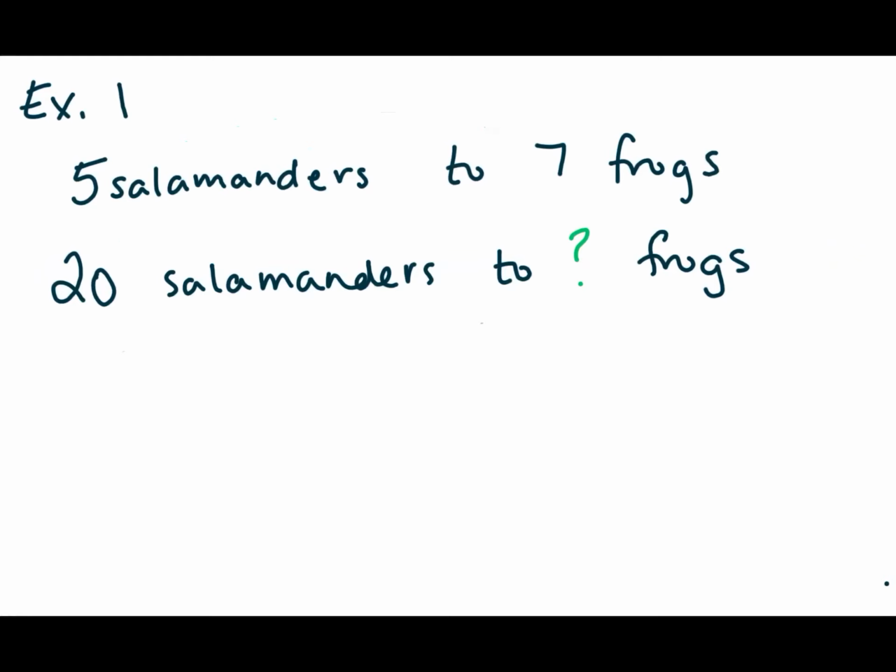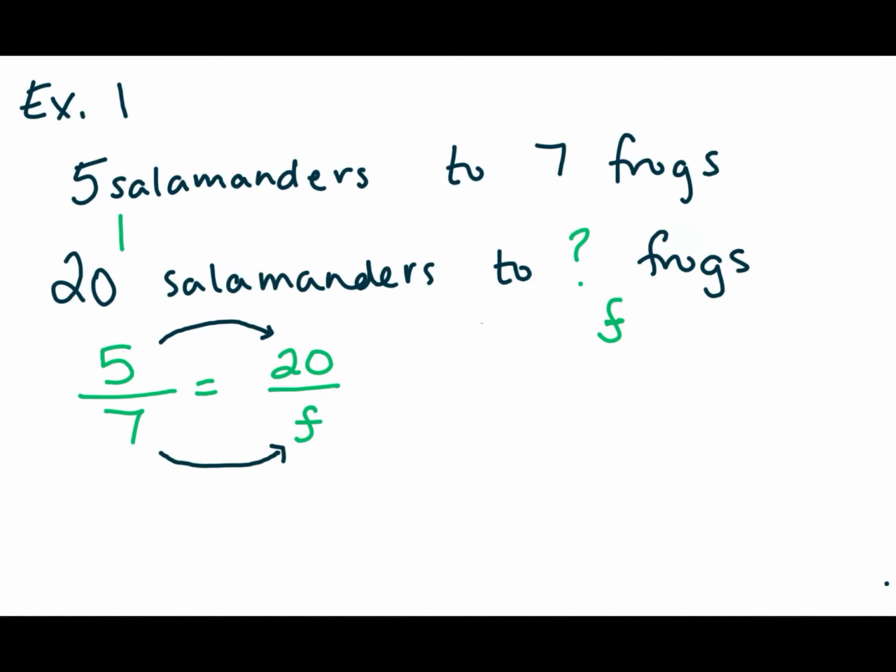One way of doing this, well, first of all, you have to set up your proportions. So 5 to 7 is equal to 20 to some unknown, we're going to say F number of frogs because we don't know. And one way of doing this is to say what times 5 is equal to 20. And we could say 4, right? And we could get it that way. And we would find that F is equal to 28.